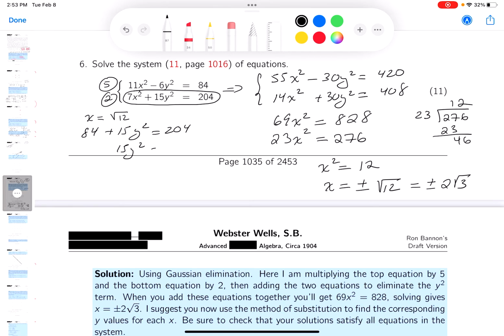15y squared is going to be, let's see, you can get 120 then, right? And y squared, well, let's see, it's 8, right? So what's y going to be equal to? Plus or minus the root of 8. Again, some people have issues with that too. They say, oh, simplest radical form, plus or minus 2 root 2.